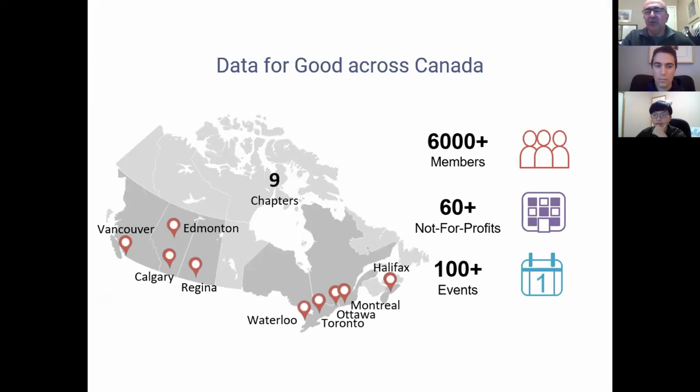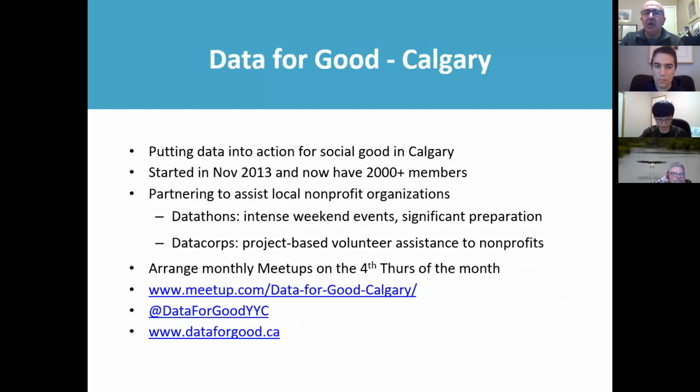We're part of a national not-for-profit organization, with 9 chapters stretching all the way from Vancouver to the Maritimes. We've been around since 2013, with well over 2,000 members now, and growing. We're organized through Meetup. You can let us know and share that with your friends. We have our Twitter handle at Data for Good YYC, and the national website at dataforgood.ca.